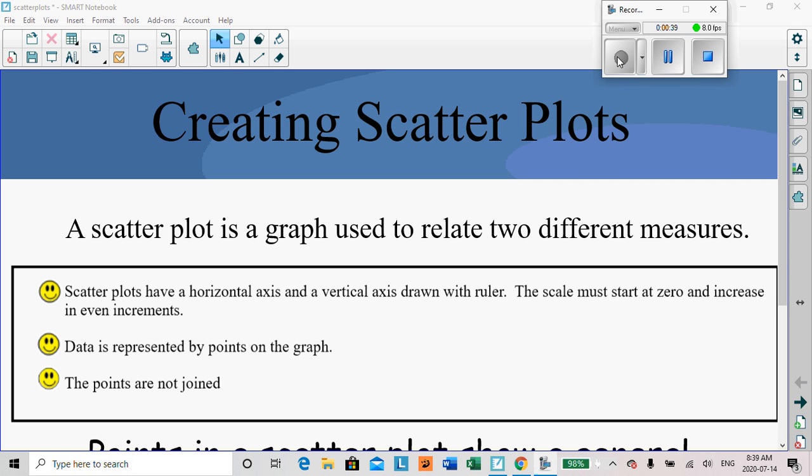So if you let one square on your graph paper represent, say, 5, it has to represent 5 all the way up, and it goes up in increasing order. The data is represented by points on the graph, and the points are not joined. This is not a dot to dot.